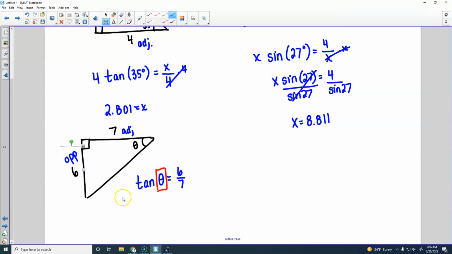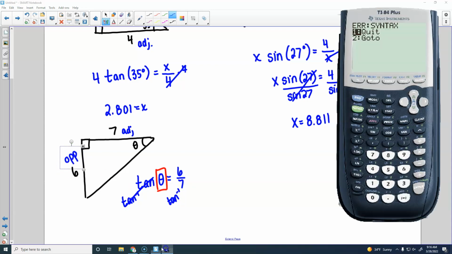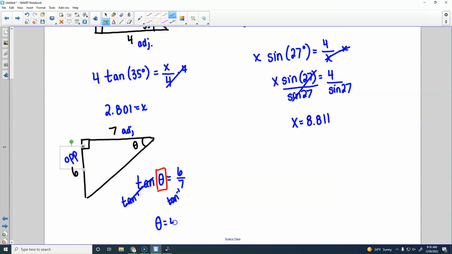So we would do inverse tangent, which just cancels out the tangent. And then over here we have to do inverse tangent as well. On your calculator, if you're using the handheld calculator, you're going to hit second tangent, and it's going to have that tangent to the -1. That's our inverse notation. And then we would just type in 6 divided by 7. And so we'd get 40.601. So theta would be 40.601 degrees.